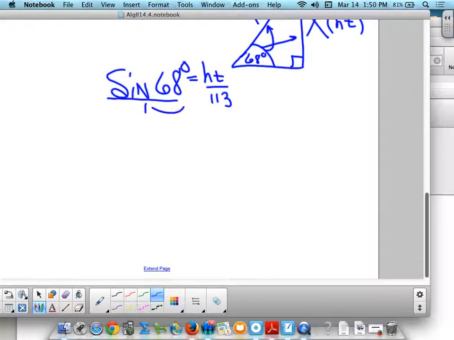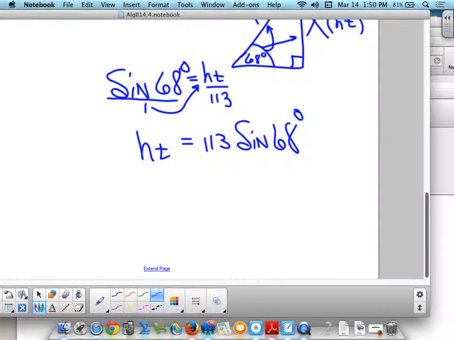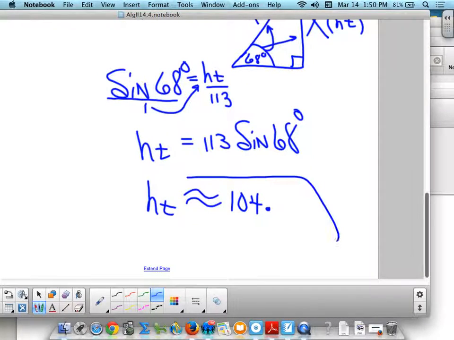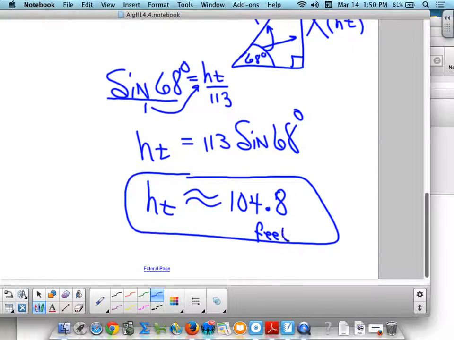1 times this. Height equals sine of 68 times 113. Let me try that. It's 104.7, so 104.77. Can we go 8? It said to the nearest tenth of a foot, what's the height of the tree? So 104.8, right?